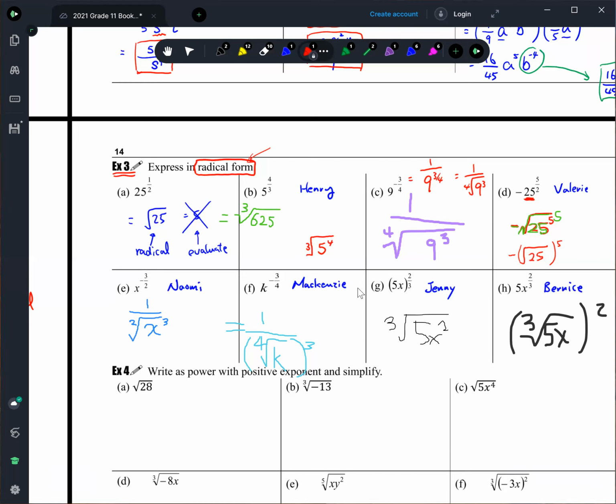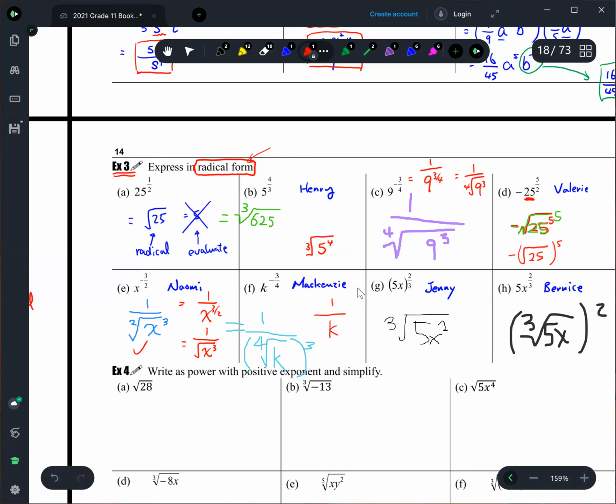And then for Naomi's, right? You flip the whole thing down and then bring the exponent out, the denominator out. Okay, yeah, so that's correct. Very good. This one, same thing. Okay, yeah, this one you got it. And you had the bracket. Very good. Okay, 1 over k to 3 over 4, 1 over the 4th root of k cubed.